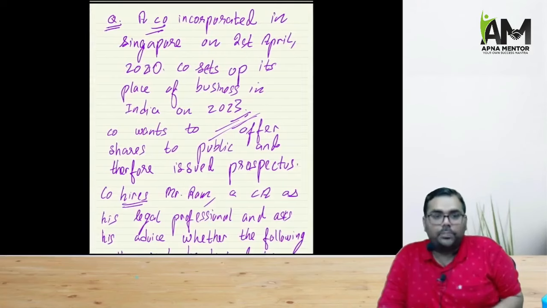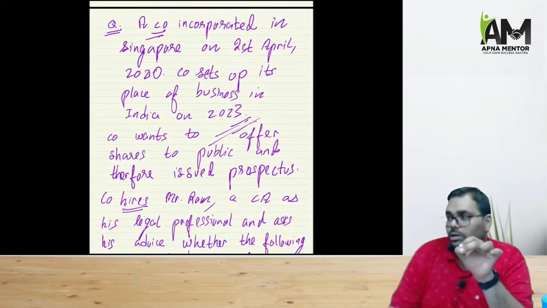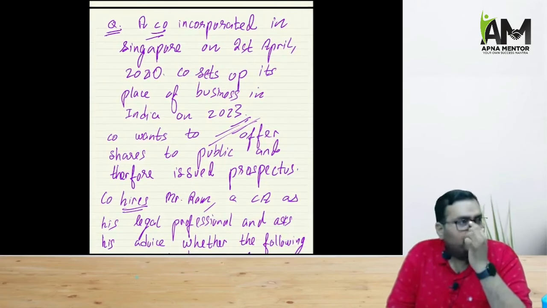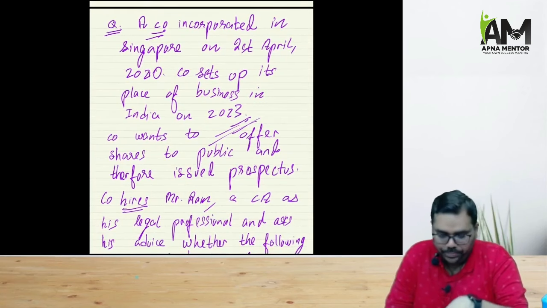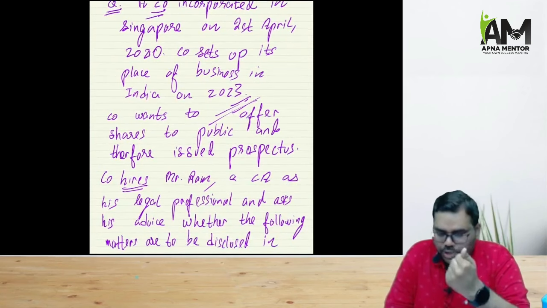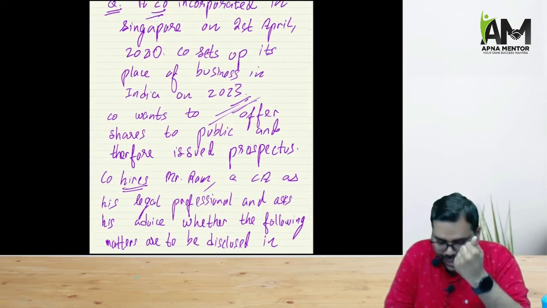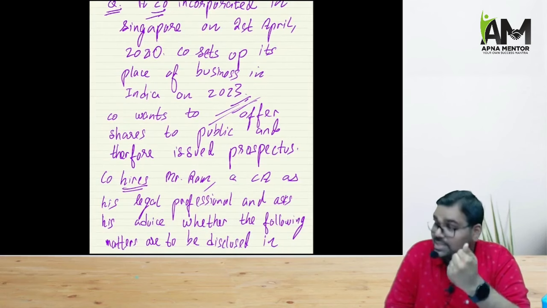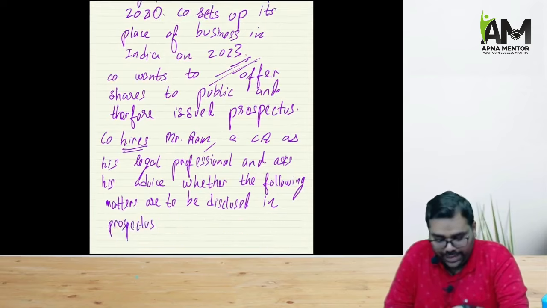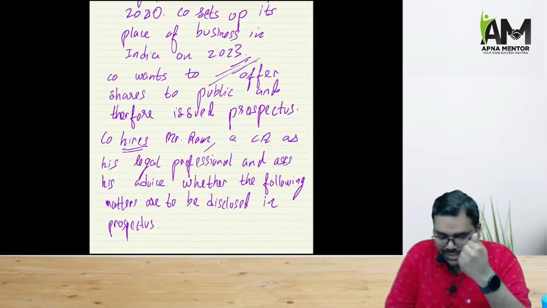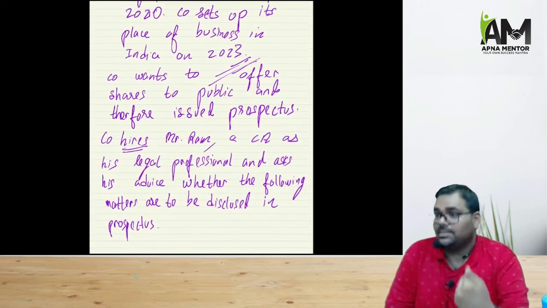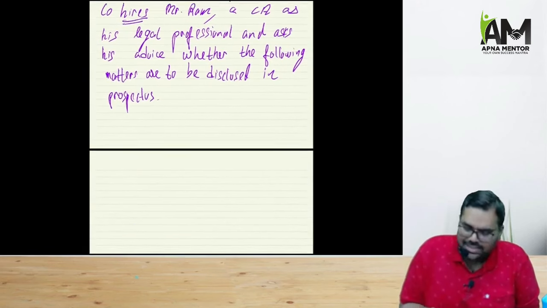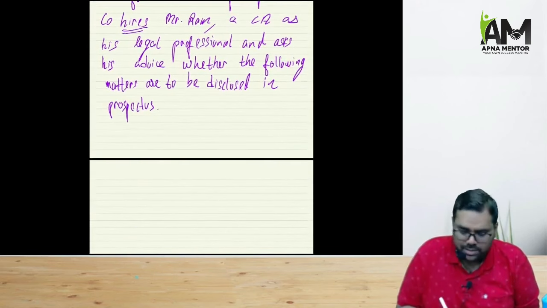A company is incorporated in Singapore on 1st of April 2020. The company sets up its place of business in India in 2023. The company wants to offer shares to the public and therefore issues a prospectus. The company hires Mr. Ram, a chartered accountant, as its legal professional, and asks his advice whether the following matters are to be disclosed in the prospectus. Now, he is asking on the following matters: should I disclose this or not?